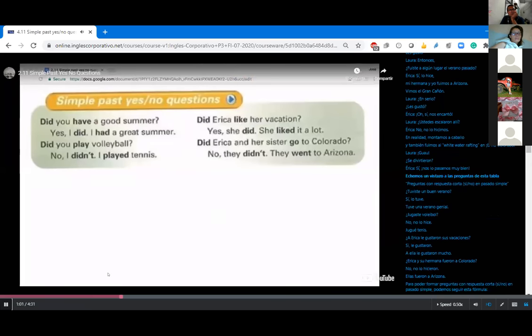Let's take a look at the questions on this chart. Okay, and then this one, you will also practice these questions. Here we go. For example, did you have a good summer? Here, what you have to do is practice vocabulary. Did you have a good dinner? Yes, I did. I had a great dinner. Did you play volleyball? Did you play soccer? Did you play poker? Did you play Monopoly? Did you play Uno? Did you play tennis? Okay, did you play Nintendo? Did you play whatever, right? No, I didn't, I played. So you can use these questions to ask your friends about different activities.